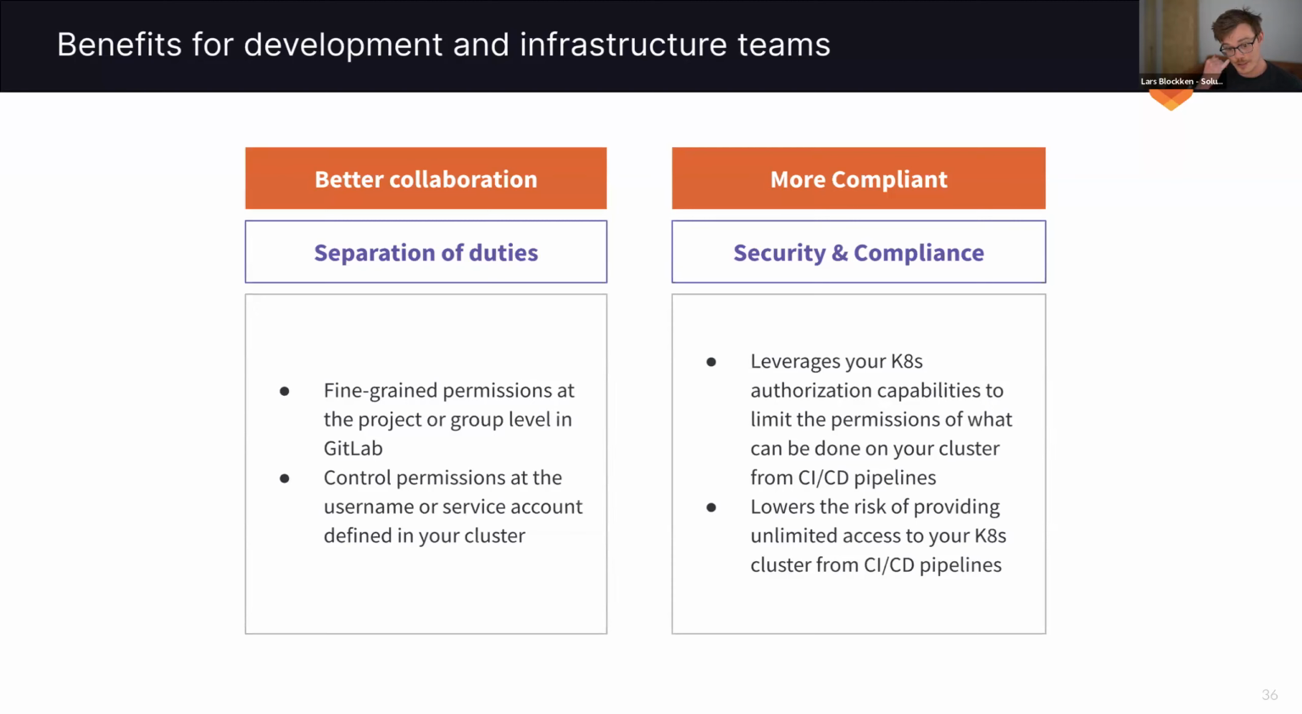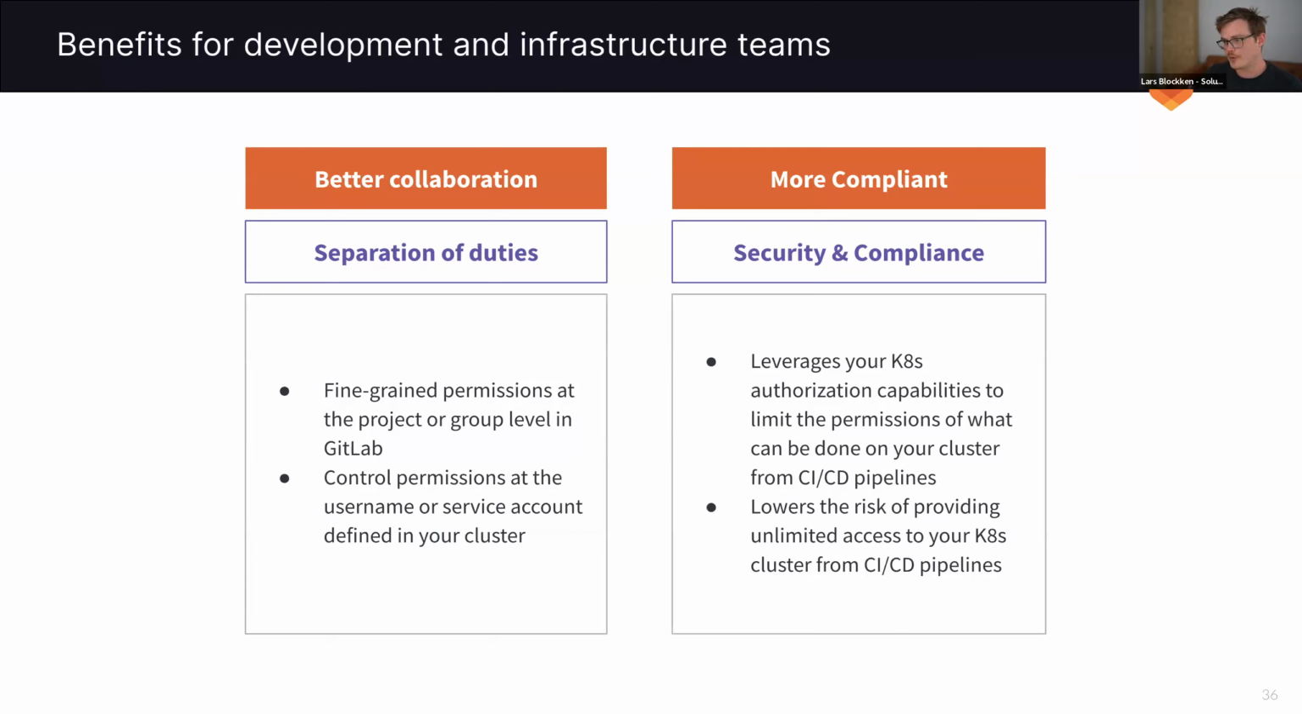We can also control permissions at a username or service account level, because we do have the ability to impersonate RBAC roles in Kubernetes. Now, when it comes to compliance, or even being more compliant, we can use the Kubernetes authorization capabilities, as already mentioned before. And so we can basically limit what can be done within the cluster from within the CI/CD pipelines.